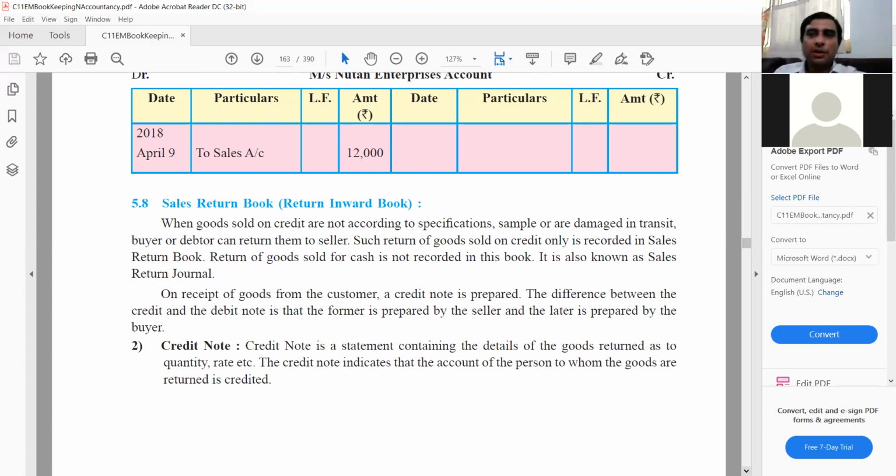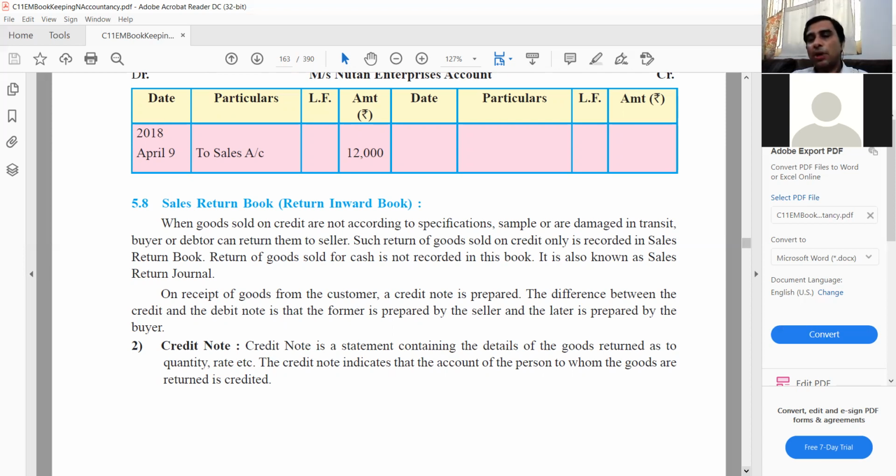These are essentially credit transactions, which means that sales return is when a customer came and gave us the goods. He did not say, give me money back. He simply gave us the goods, and in the books of accounts we will adjust whatever money is payable by that client. So when goods sold on credit are not according to specification or sample, or they are damaged in transit, the buyer or the debtor can return them to the seller.